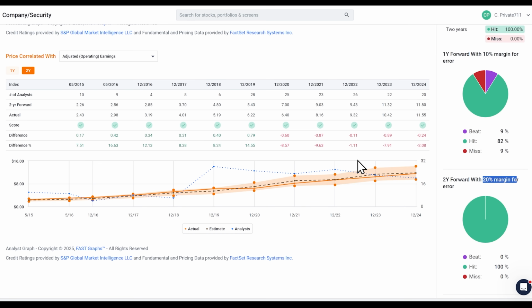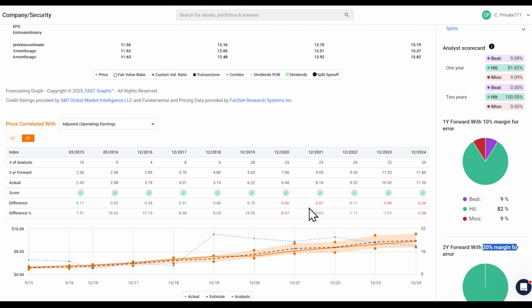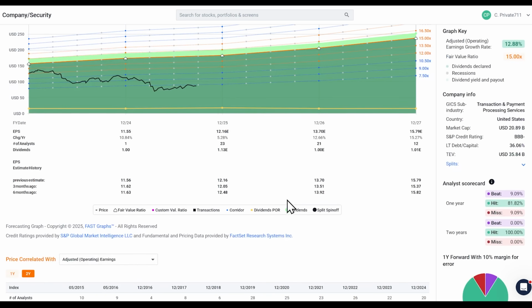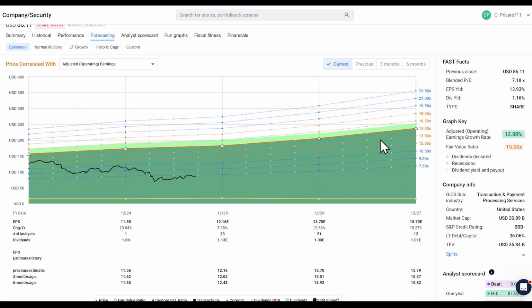Remember, these guys are getting guidance from the company. They're analyzing the company's financials. They're looking at their margins and their balance sheets and their income statements, and they're professionally trained to do that. So I consider this a really great starting point.